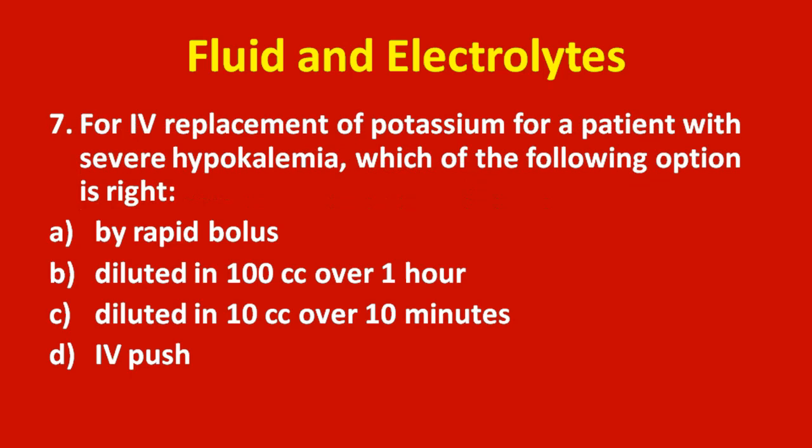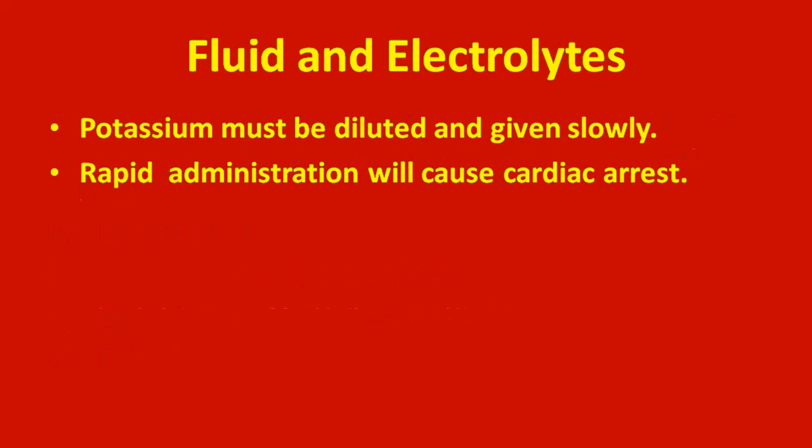7. For IV replacement of potassium for a patient with severe hypokalemia, which of the following options is right? A. By rapid bolus. B. Diluted in 100 cc over 1 hour. C. Diluted in 10 cc over 10 minutes. D. IV push. Answer is option B, diluted in 100 cc over 1 hour. Potassium must be diluted and given slowly. Rapid administration will cause cardiac arrest.